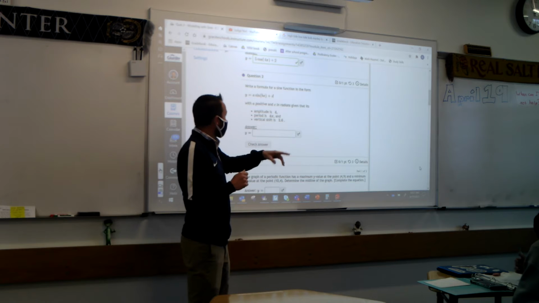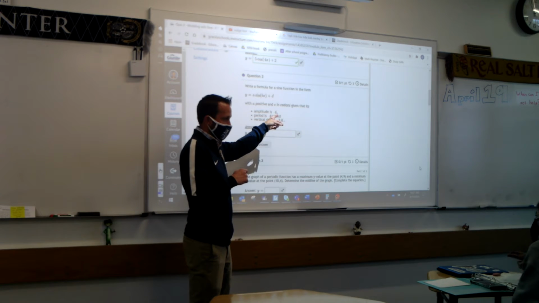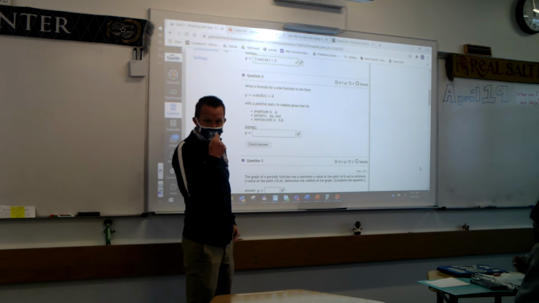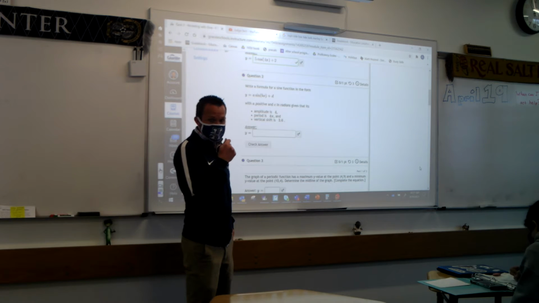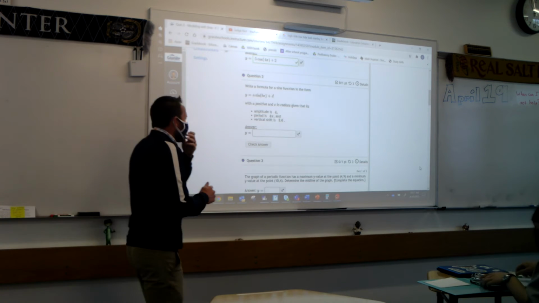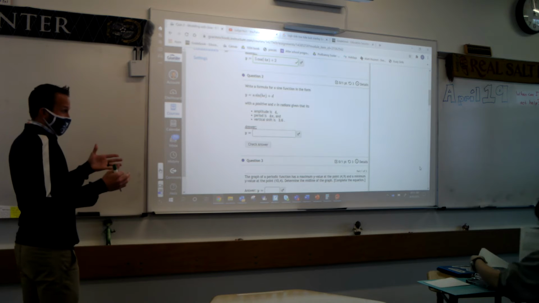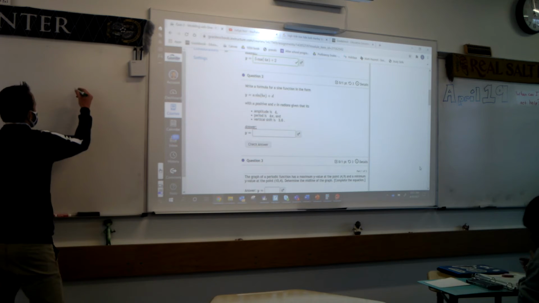2 pi. So this is going in slower. How much slower is it going? 2 times as slow. Or in other words, half as fast, right? So it's going through half as fast, so B is going to be 1/2. Well, how do I know that? It's going half as fast, so B is 1/2.